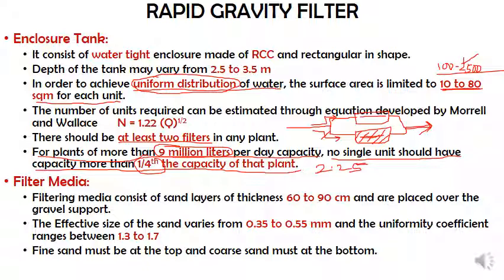So you cannot have any treatment unit or any rapid gravity filter whose capacity will be more than 2.25 million liters per day. It should always be less than that. Based on that, the capacity of each unit can be determined.